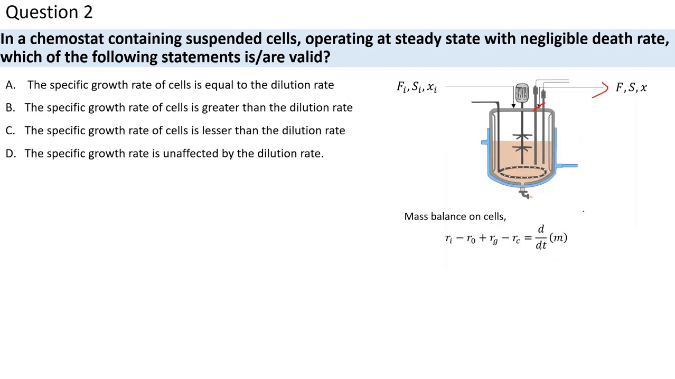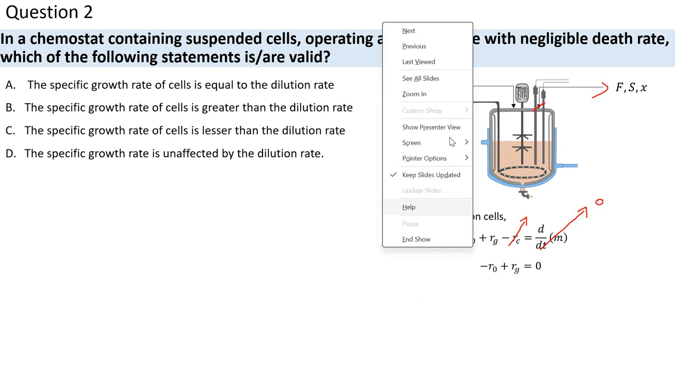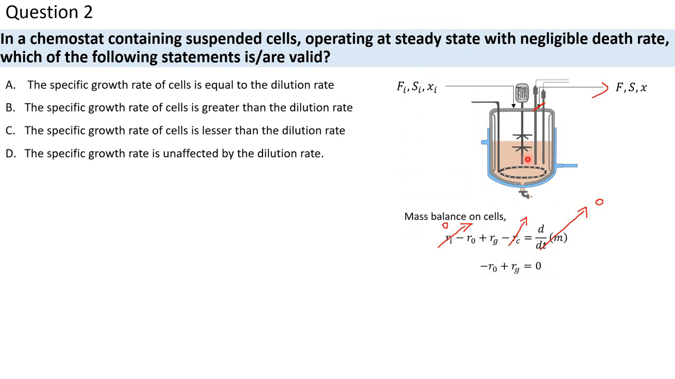Your accumulation, as they are telling, is going to be operating at steady state, so this will become 0, and with a negligible death rate, which means there is no consumption, right? So these two are going to be 0, and we already know there is no inlet giving any cells in the chemostat. It's only the cells that are coming at the outlet. So if you substitute all these, we get R minus R naught plus Rg is equal to 0, right? Taking R naught to the right hand side, Rg is equal to R naught.